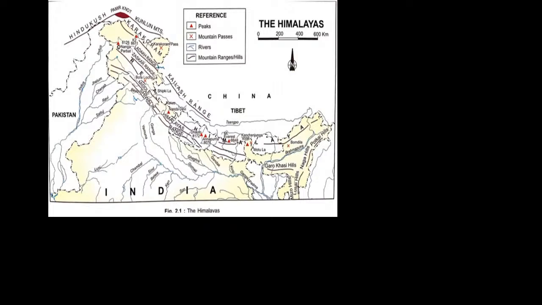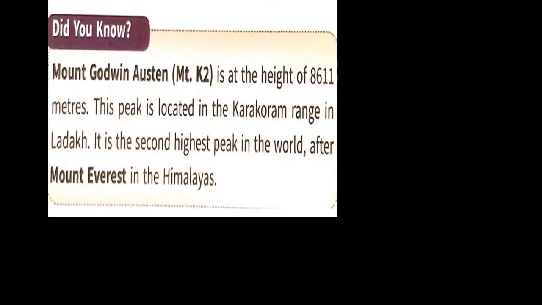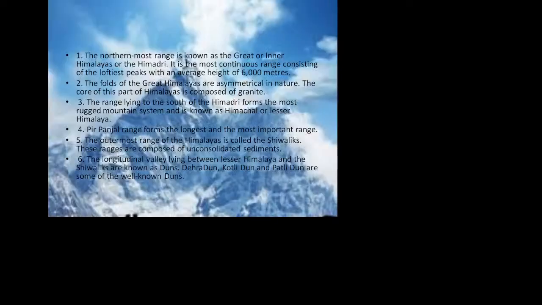Just now today I was talking about the Himalayan mountains, and let's study about this. I have told you about Mount Godwin Austen, that is Mount K2. It is at the height of 8,611 meters. This peak is located in the Karakoram range in Ladakh. It is the second highest peak in the world after Mount Everest in the Himalayas.